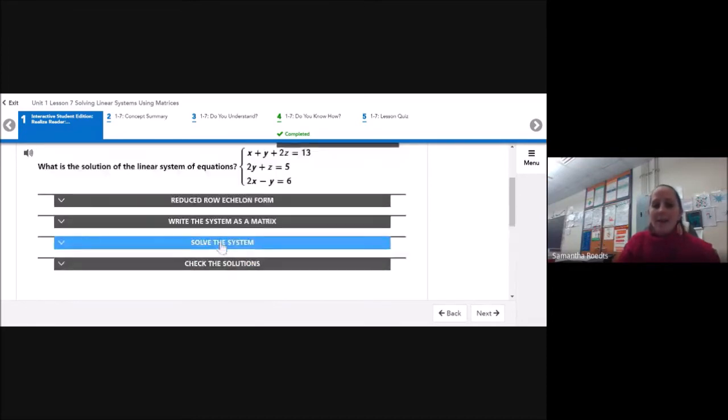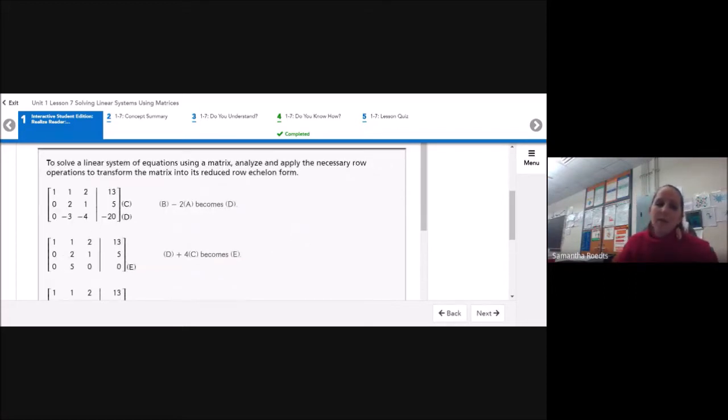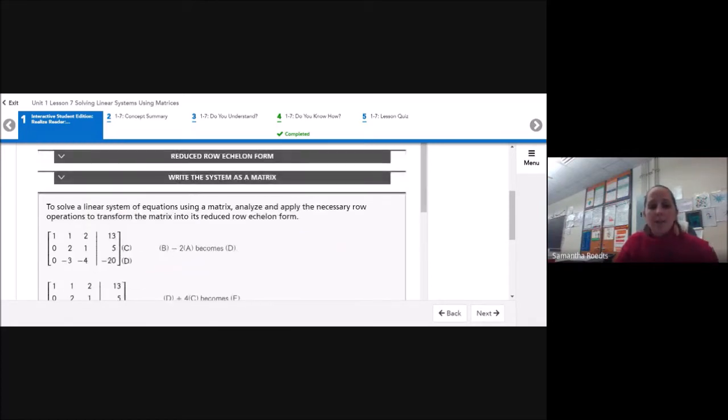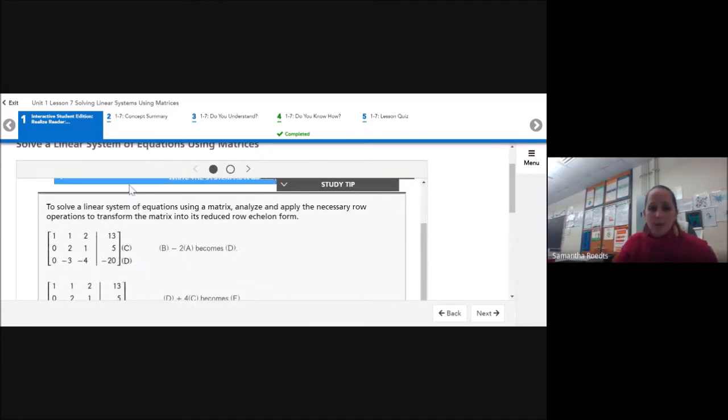Okay. I then can go ahead and solve the system. Okay, to solve a linear system of equations using a matrix, I analyze and apply the necessary row operations to transform the matrix into its reduced row echelon form. So again, I can do this longhand. I can also plug it into my Desmos calculator, and RREF gives me the answer. Okay, so what they did was they took B minus 2 times A, and that became D. Okay. So they took B, which was up here.